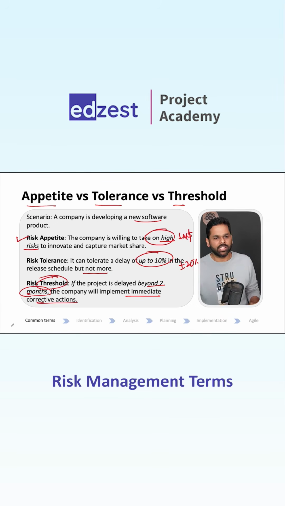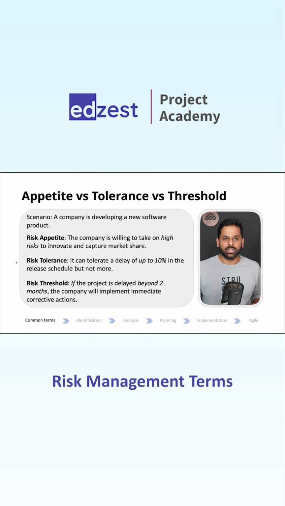Okay, so that's the difference between appetite, tolerance, and threshold. Appetite is a general understanding of the risk. Tolerance is how much variation an organization can tolerate, and threshold is the upper limit. Okay, that's the difference between appetite, tolerance, and threshold.